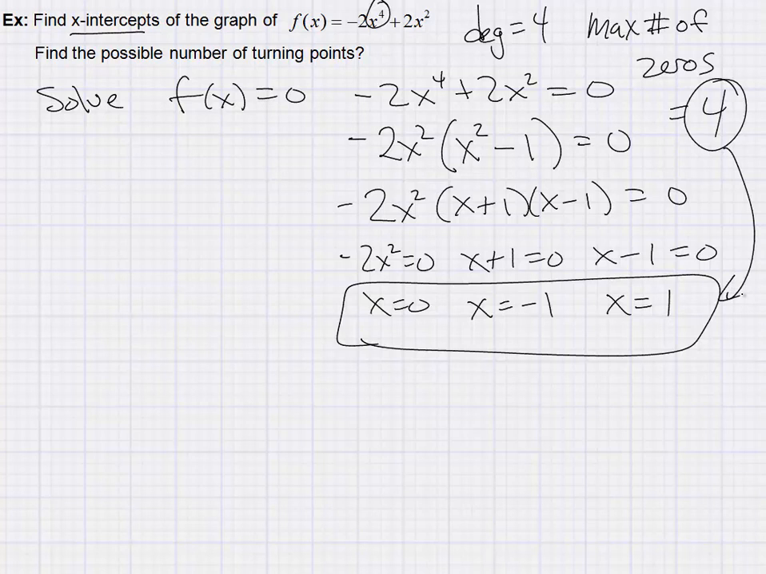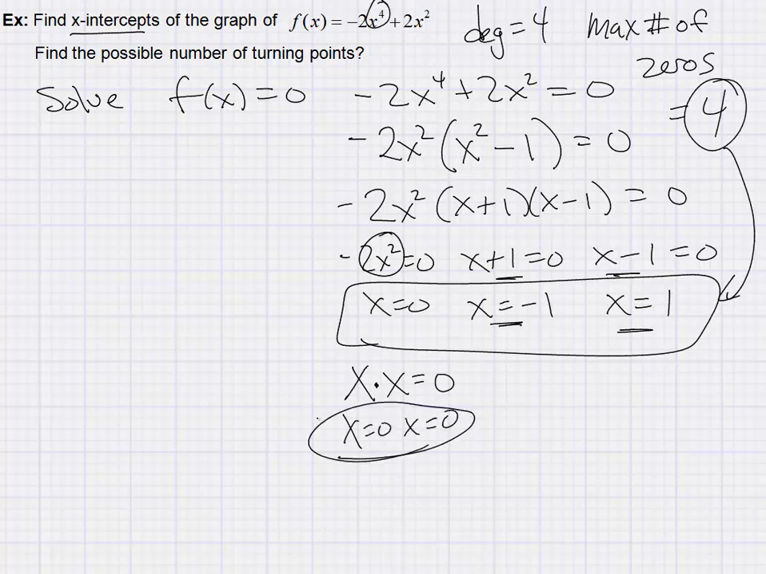And in a way, you can think of it that I got 4 zeros. Because I got this 0 from this factor, I got this 0 from this factor, and this factor right here is really 2 factors in one. There's an x and another x, which means one could be equal to 0 or the other one could be equal to 0. And essentially there's 2 solutions there. They're just repeated. It's the same solution twice.